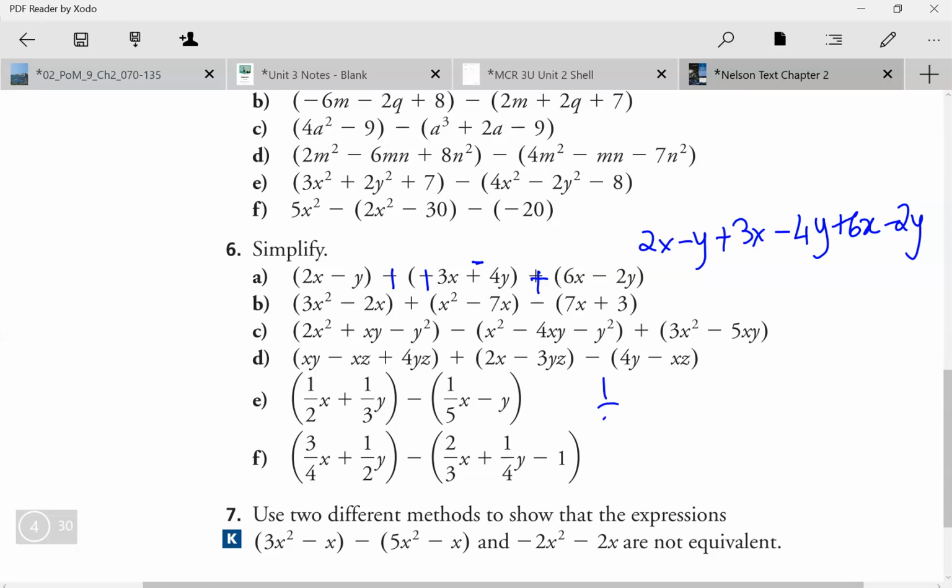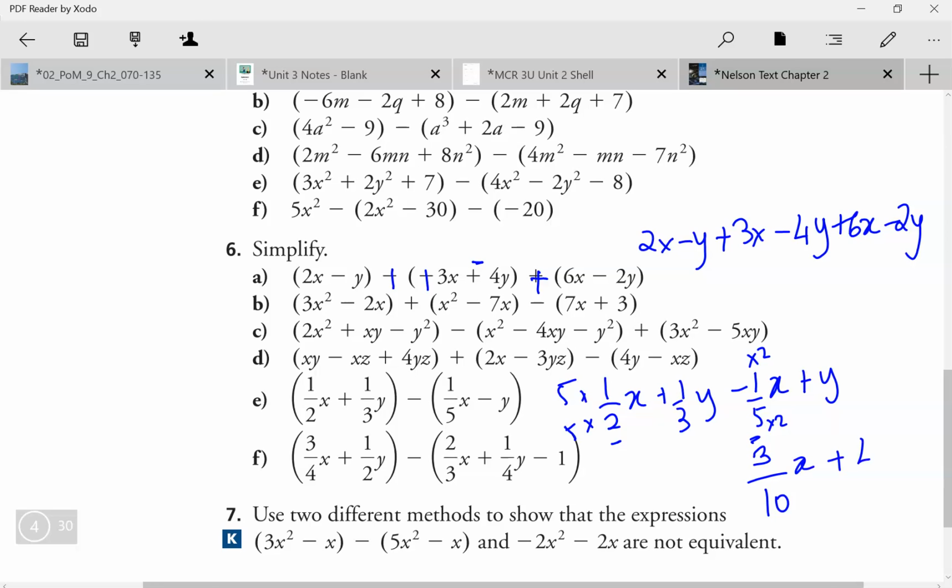E is a bit interesting. You have a half x plus a third y. Again, I'll distribute the negative, minus 1 over 5x plus y. And here you have to know how to add these two fractions. So 1 over 2 minus 1 over 5, common denominator 10. This is a times 5 times 5, so that becomes 5 up here. Here we have a times 2 times 2. That becomes a negative 2. So 5 minus 2 is 3x.